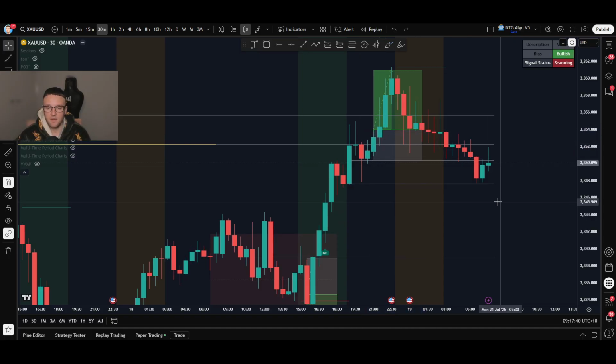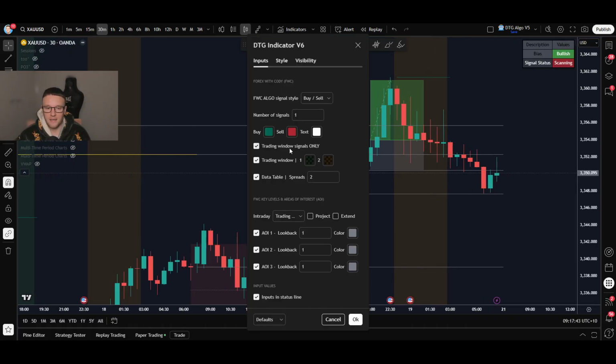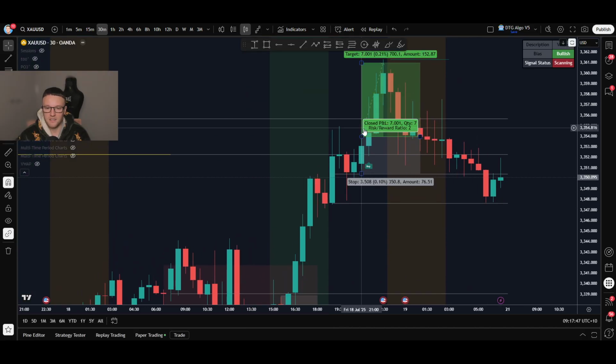Once we break the highs there, price starts flying. This is also a 15-minute buy signal as well, as you can see right here.